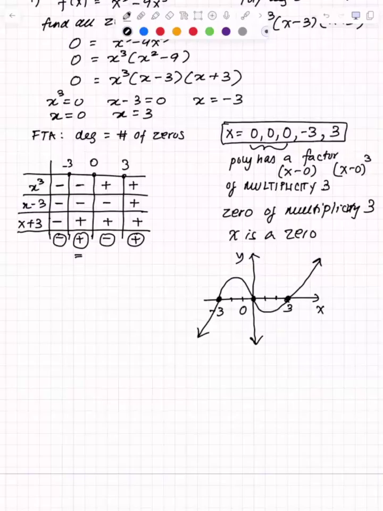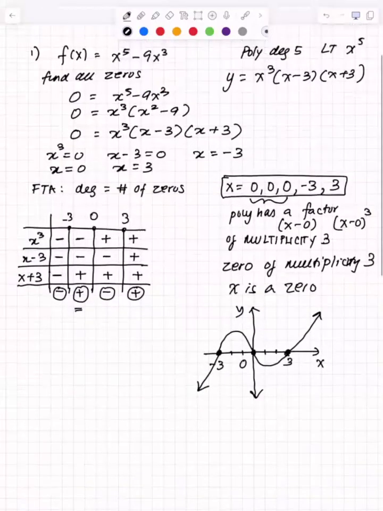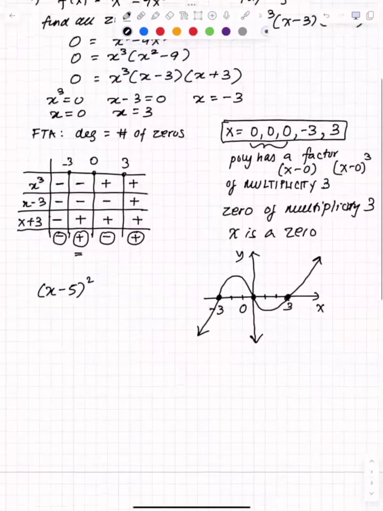Okay, so this is what we have done in class. Now, we learned this new terminology about multiplicity. If a polynomial has a 0 of 5 with multiplicity 2, that means there are two zeros, 5 and 5. Two factors, x minus 5 times x minus 5, which I could have written as x minus 5 squared.